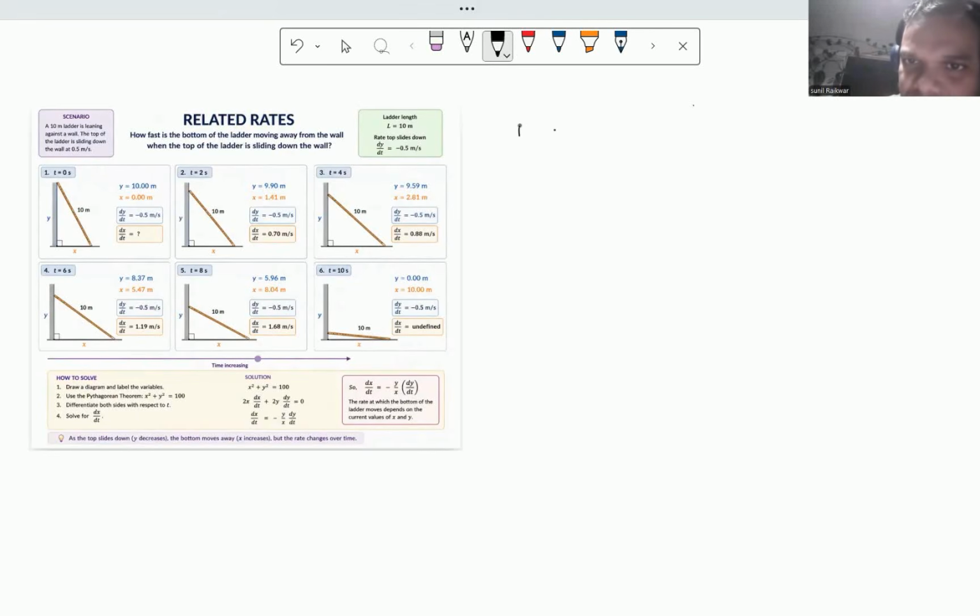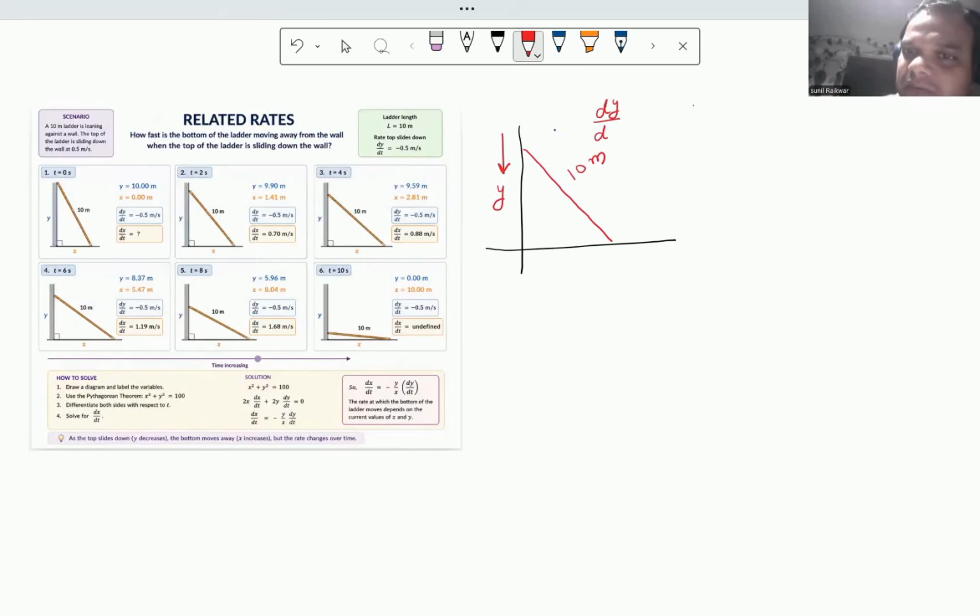As given, here we have a ladder. Its length is 10 meter and the ladder is sliding down. So the height is decreasing. Suppose I say the height is y. So y is decreasing, so you have dy over dt. At what rate is y decreasing? Since it is decreasing, we use a negative sign. So negative 0.5 meter per second.